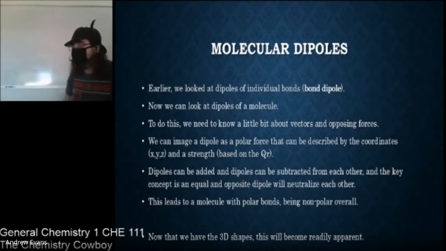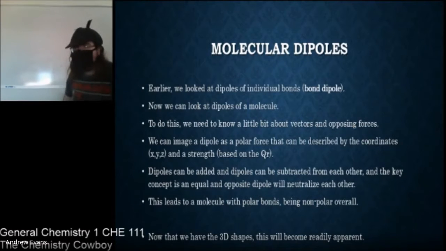dipoles. We looked at here's the electronegativity of this atom, here's the electronegativity of this atom. If they are significantly different, there is a partial charge separation. It's not a full ion, but a partial separation, which leads to what we called a delta positive and a delta negative. And this separation of charges creates two poles on a bond, thus the dipole.